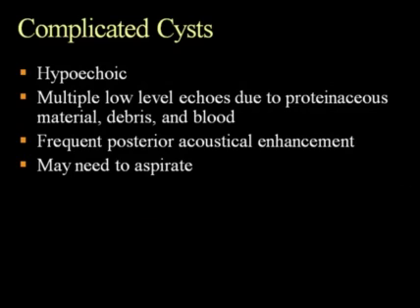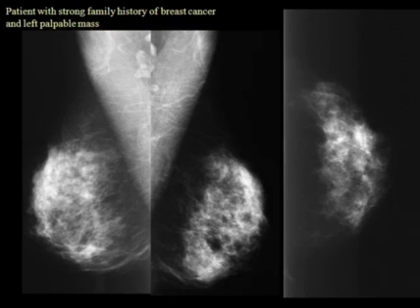Complicated cysts may be hypoechoic. They may have multiple low-level echoes because there's a lot of proteinaceous material and debris, blood within them. They frequently may have posterior acoustic enhancement. These may need to be aspirated to know for sure what's going on.